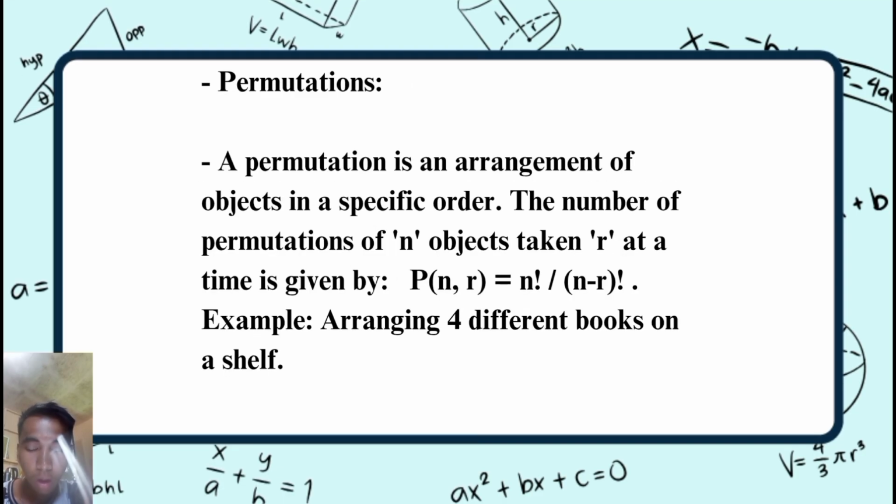Permutation. A permutation is an arrangement of objects in a specific order. The number of permutations of n objects taken r at a time is given by the formula. Example, arranging 4 different books on a shelf.